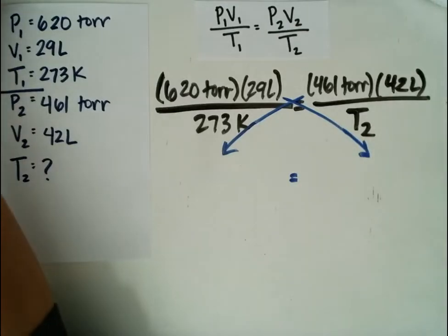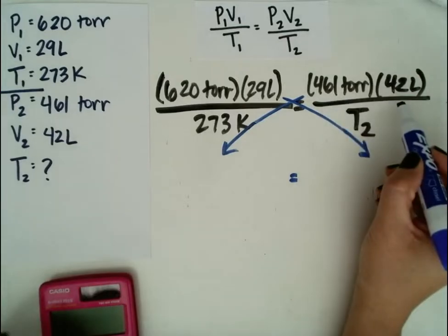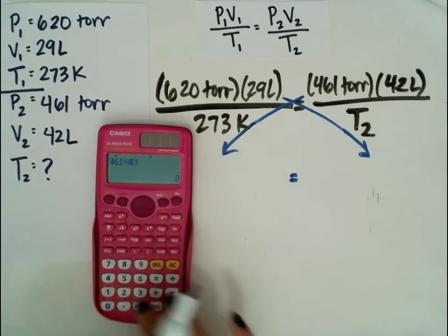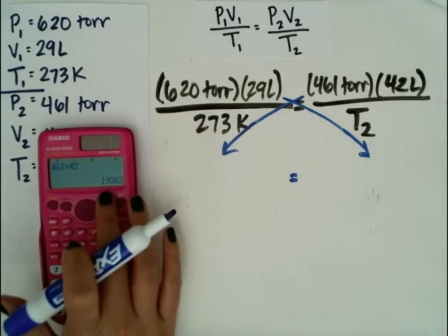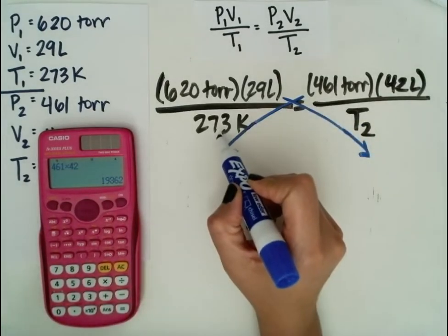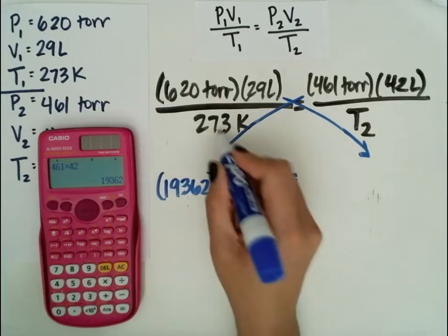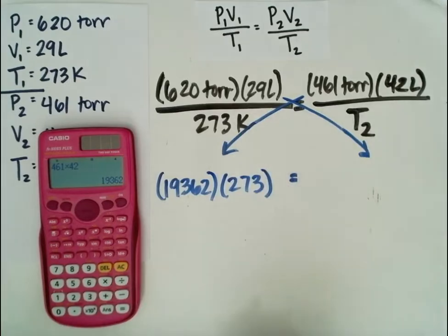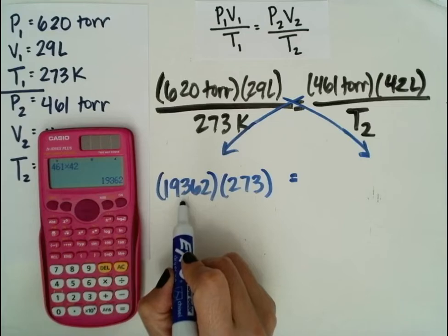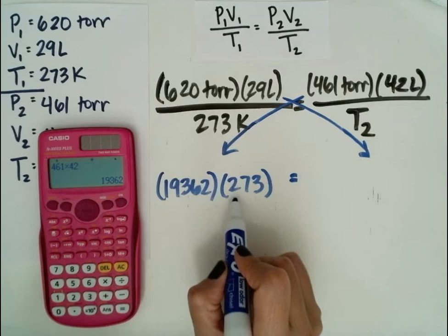Okay, so when I'm doing this, what I'm going to do is take 461 times 42. Okay, so I'm going to do that first. 461 times 42. Okay, that gives me 19,362. So that number is going to be multiplied by 273. Okay, so 19,362 times 273. Okay, so again, all I did was I multiplied these numbers to get 19,362. And then because we're cross multiplying, I multiplied it by this number, which is 273.